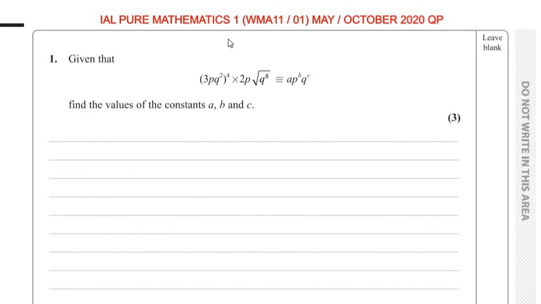Now let us come to part 2. Here the question given is, given that (3pq²)⁴ times 2p√(q⁸) is equivalent to a p^b q^c. Find the values of the constants a, b and c.